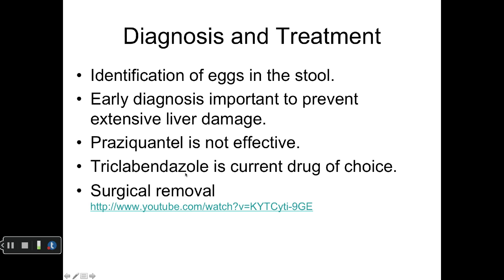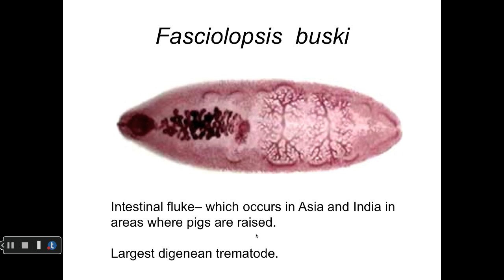Triclabendazole, albendazole, and mebendazole are all classically anti-nematode roundworm drugs, but they do seem to have an effect against Fasciola hepatica as well. Some of these flukes are actually removed surgically, and I'm not going to play it during the lecture, but you can play this clip on your own, this link that shows the surgical removal of one of these quite large flukes from a patient's liver.